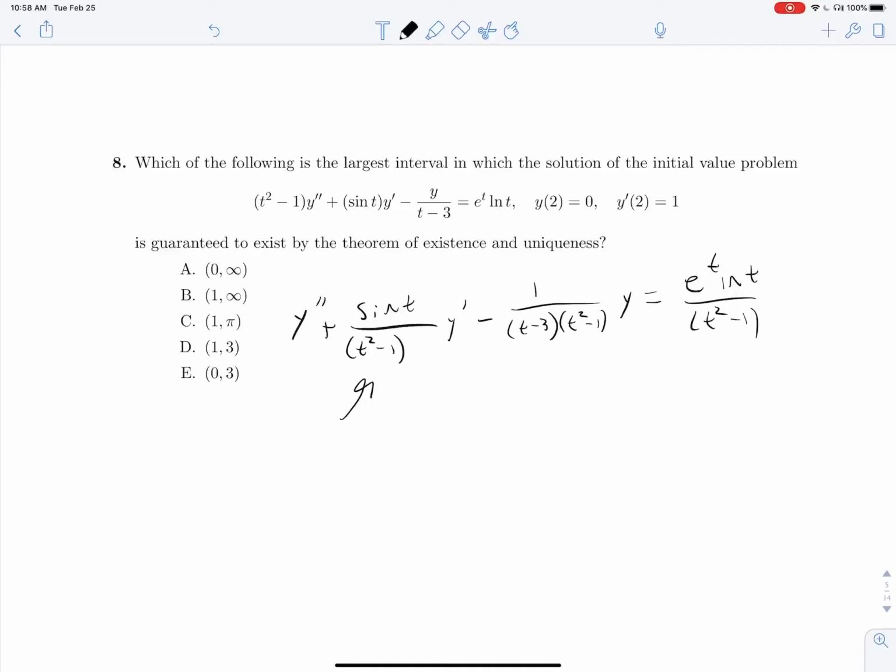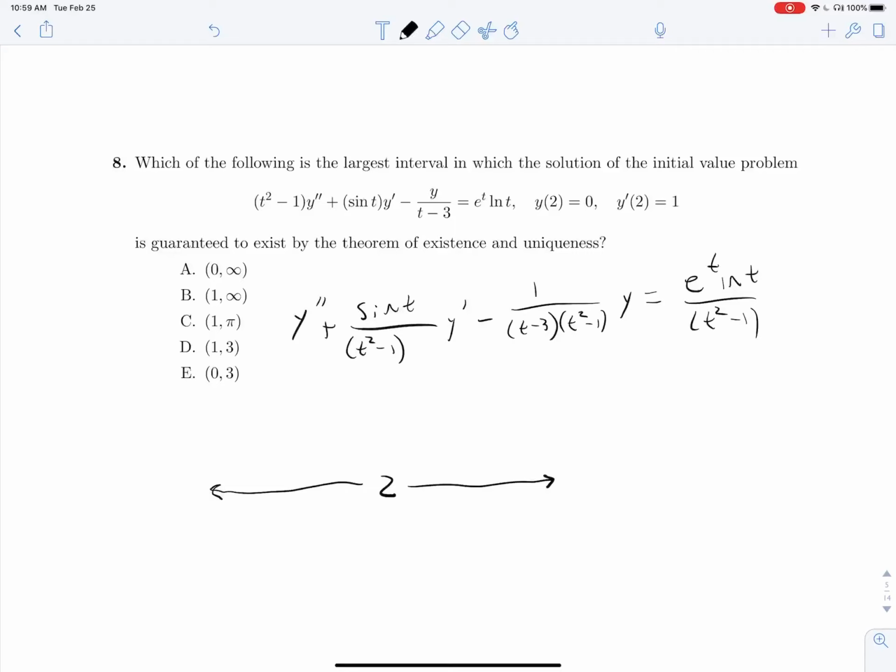All three of these terms here have to be defined, have to be continuous for our function to be defined within a certain rectangle. So we see that we're given a condition here for y at 2. So we're looking for the furthest we can go in either direction from 2 without hitting some point where we're discontinuous.